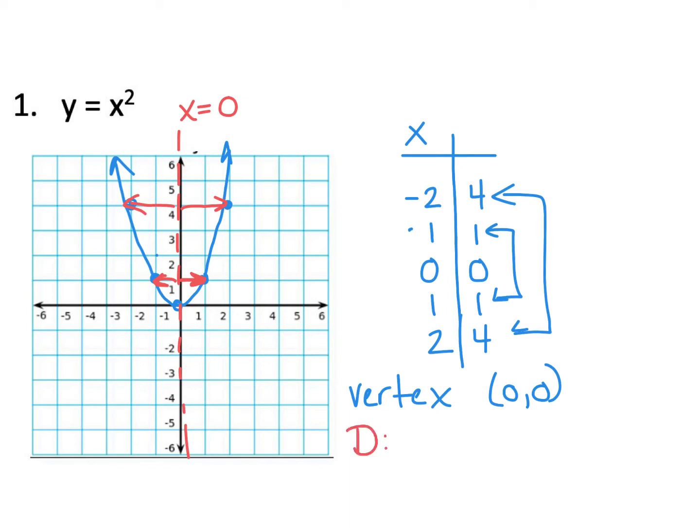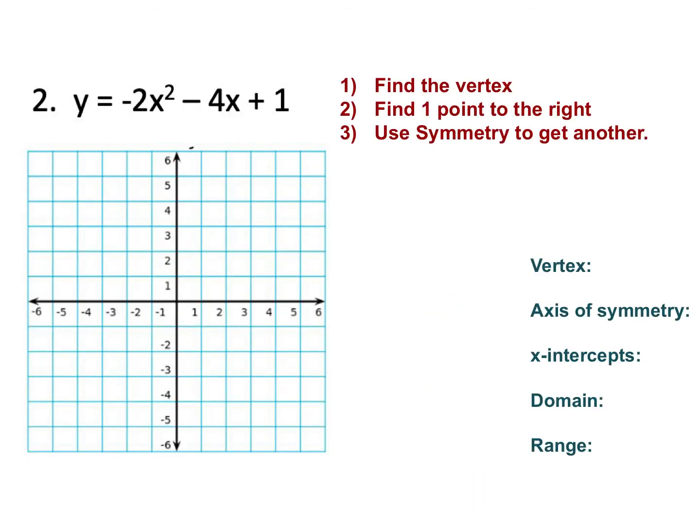The domain of my parabola is all real numbers because it goes forever to the left and forever to the right. The range, however, is a little different. It would be how low to how high. Well, as I'm going up, the first value I encounter is 0, and then it goes forever upward. So that would be y is greater than or equal to 0. So all the y values bigger or equal to 0 are included. In this particular one, the x-intercept is the same as the vertex.